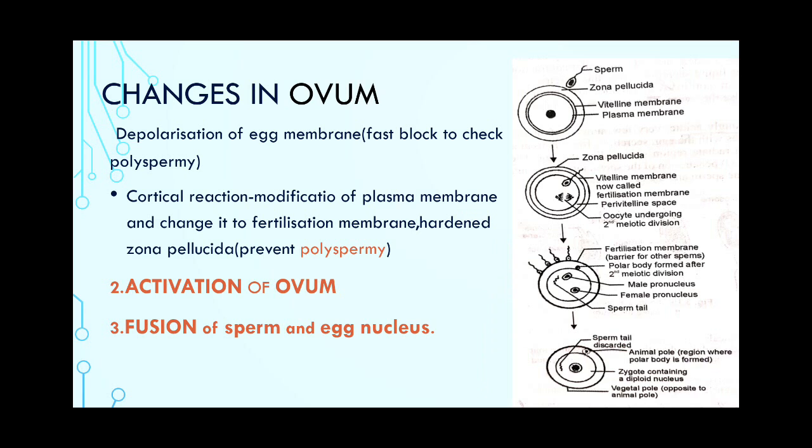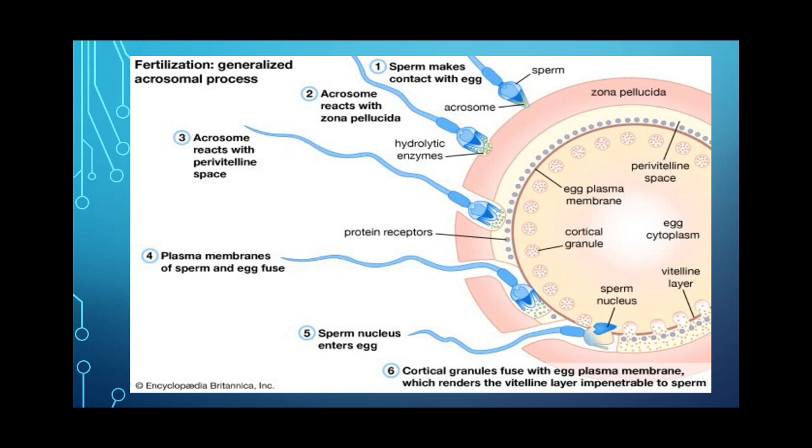After fertilization, the zygote will undergo the first mitotic division, or we can say the cleavage division. We will see this in the next video lecture, the development of an embryo, and how the cleavage division occurs in the zygote. So this is the generalized acrosomal process. Kindly see to it: the sperm makes contact with the egg, and what are the physical and chemical changes occurring. All these types of questions will come.